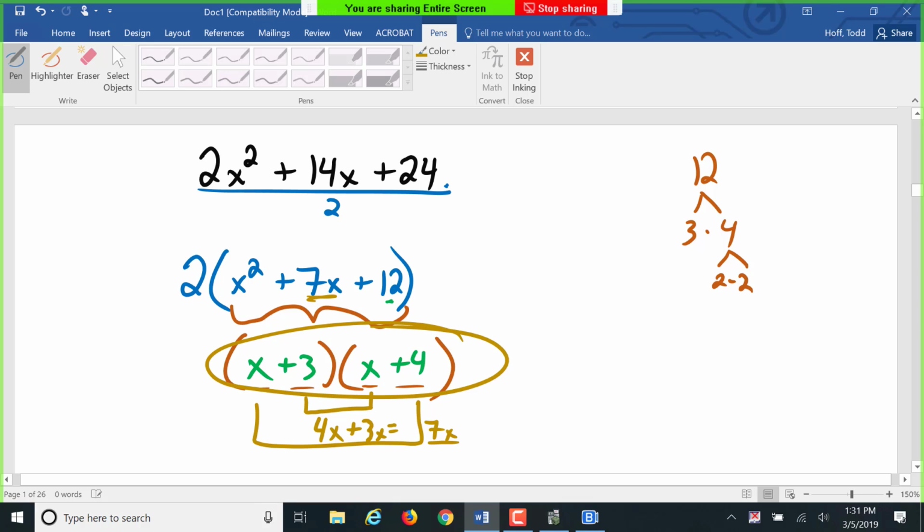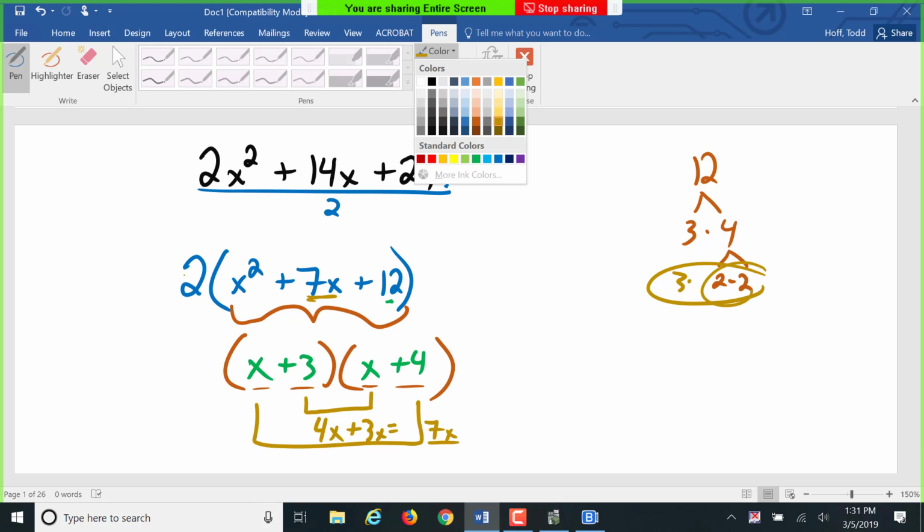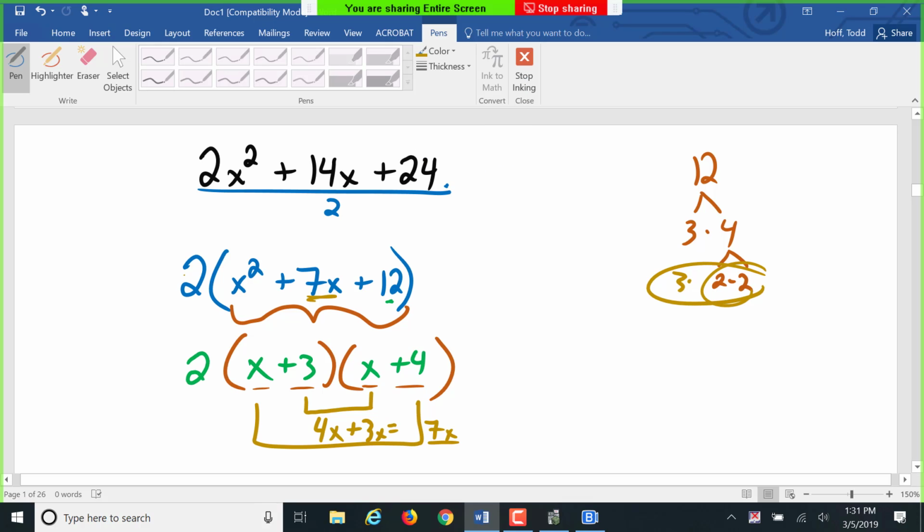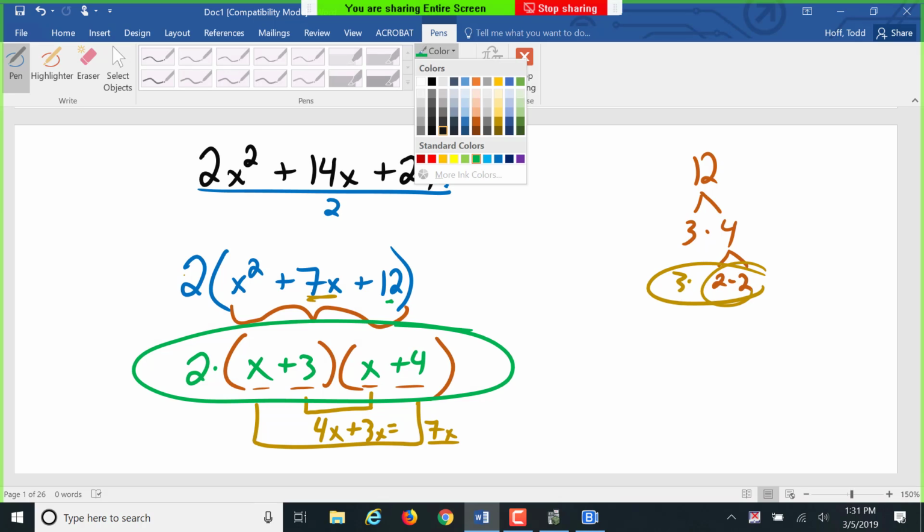Is this our answer? Yeah, just like over here, we still needed to put the 3 with them. We still need to bring that 2 down. So this is 2 times x plus 3 times x plus 4 is the factoring.